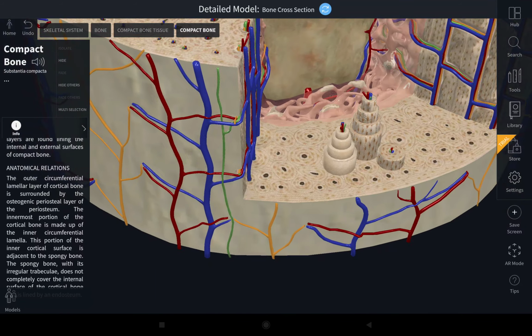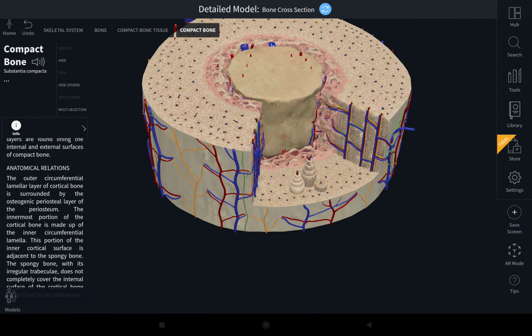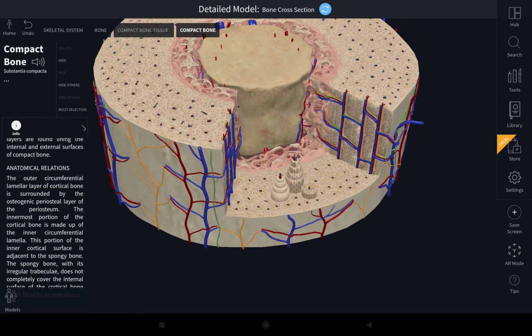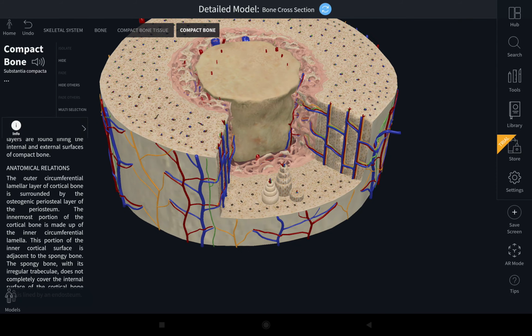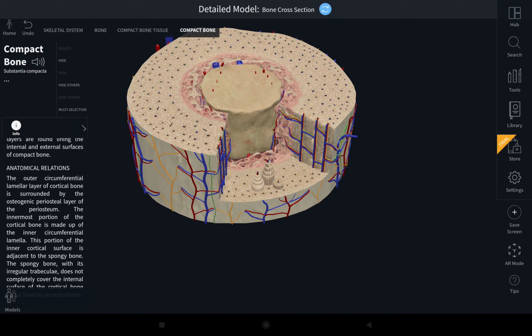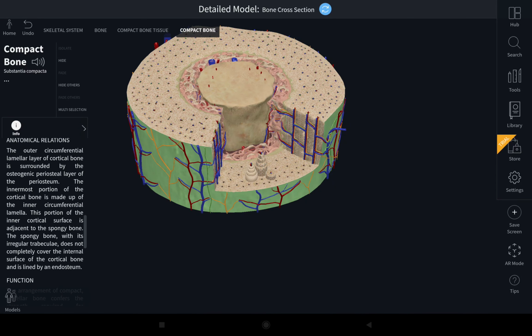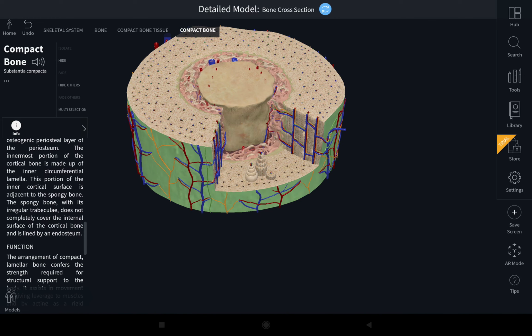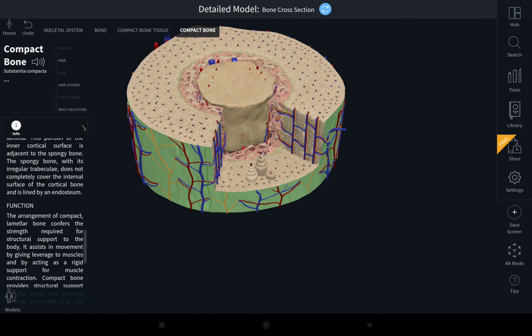This portion of the inner cortical surfaces is adjacent to the spongy bone. The spongy bone with its irregular trabeculae does not completely cover the internal surface of the cortical bone and is lined by an endosteum. Function of compact bone.